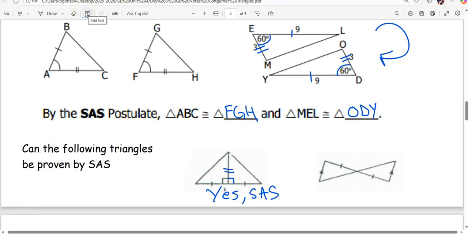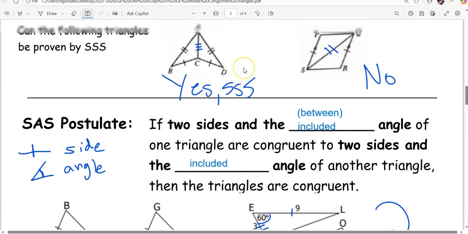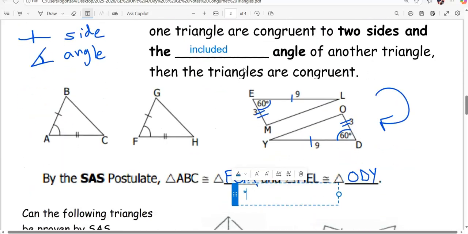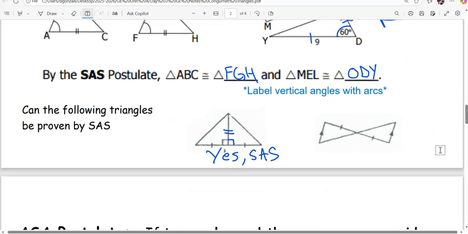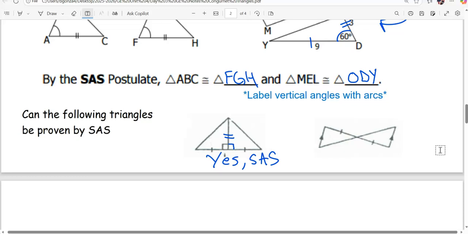Now, so far I told you one thing you can label. Touching sides, right? Here's the second thing you can label. Ready? Write this down. Okay? So what did I say earlier? I said label touching sides. Okay. Label vertical angles with arcs.